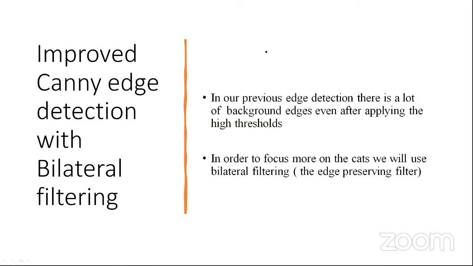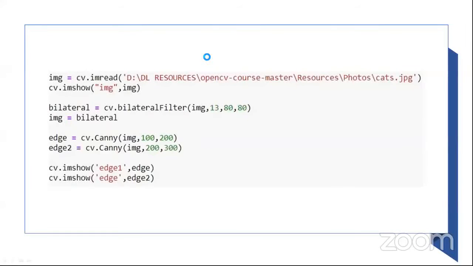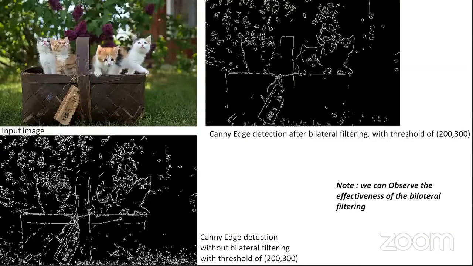We will use bilateral filtering. I already told you guys that bilateral filtering is used when you want to reduce the background noise and preserve the edges in an image. So we apply a bilateral filter, and then we apply Canny. This is the input image, and this is the Canny edge detection after bilateral filtering. You can see here we reduced the background noise by a lot.